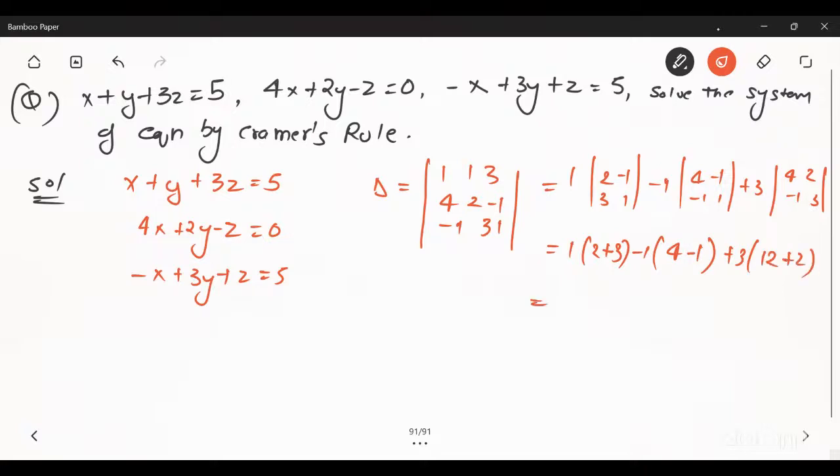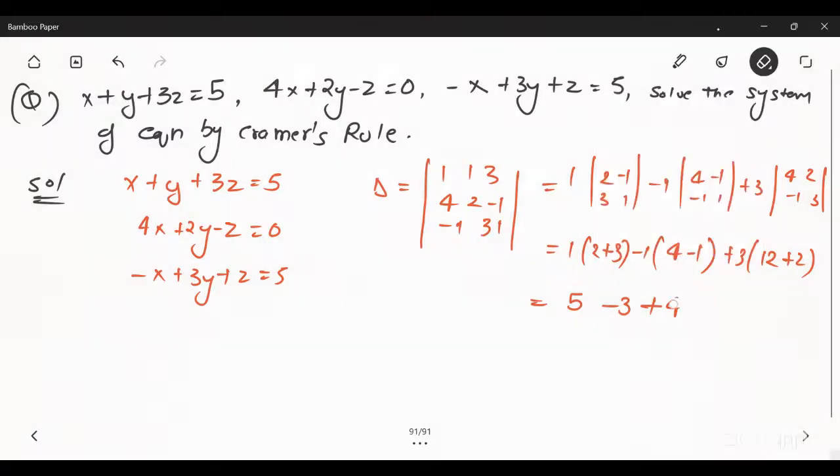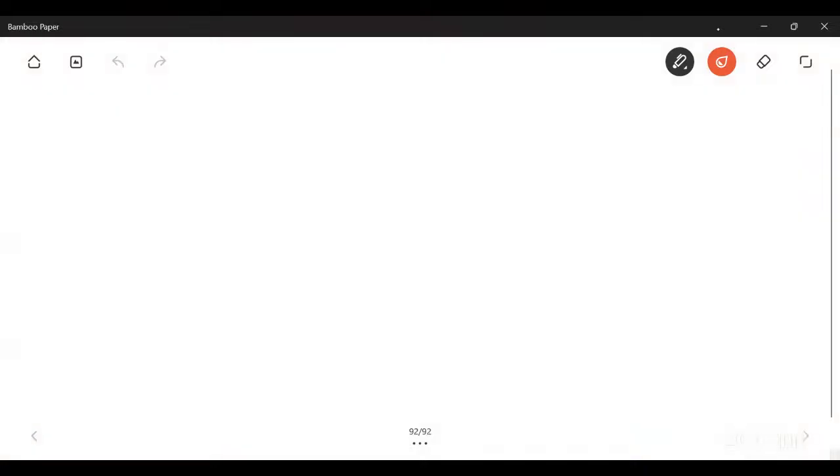So 2 plus 3 is 5, 4 minus 1 is 3, so minus 3, plus 3 times 14 is 42. 12 plus 2 is 14, yes. So the value will become 5 plus 3 plus 42. Minus will become plus. So you will get the value 50. Now the delta is equal to 50.